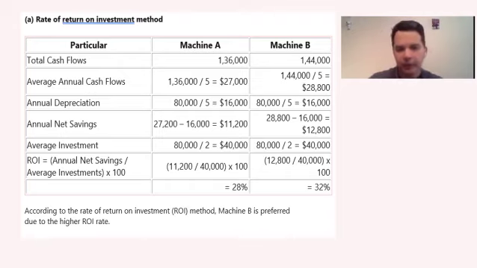Average investment would be $80,000. We divide it by 2, we get $40,000. ROI is the annual net savings divided by the average investment times 100, right? So 12,800 divided by 40,000, multiplied by 100, and we get 32%. So if we had to make a financial decision based on this data, then we go with machine B at 32%.